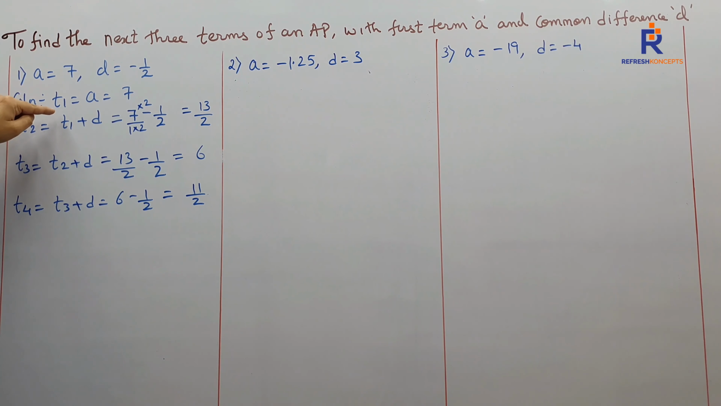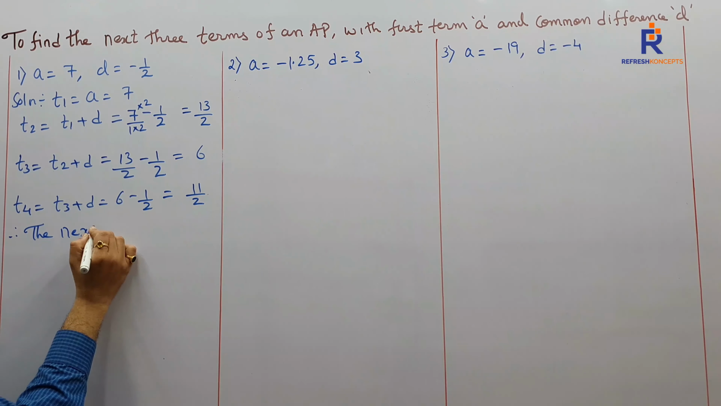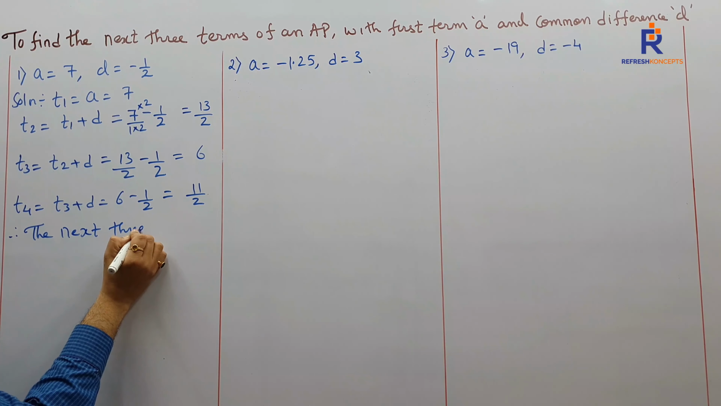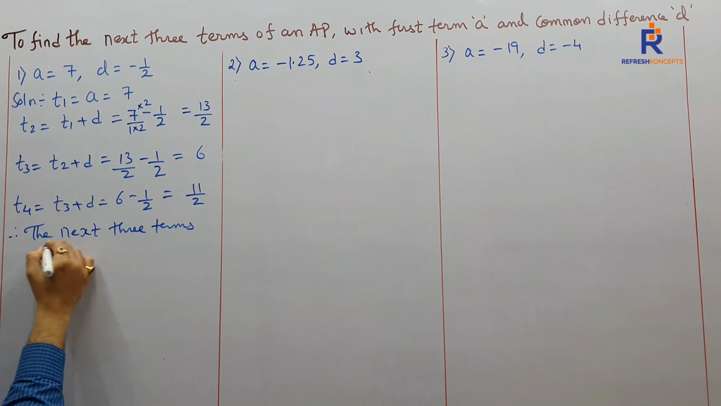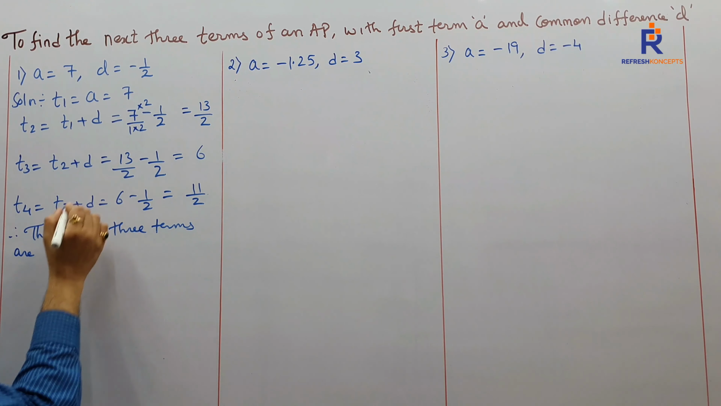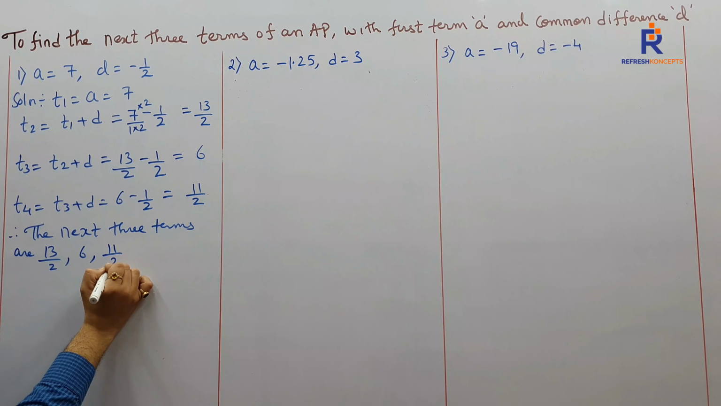Therefore, are we having the next three terms? Apart from A, which is T1, the next three terms are what we have. So we say, therefore, the next three terms of the question are 13 by 2, 6, 11 by 2.